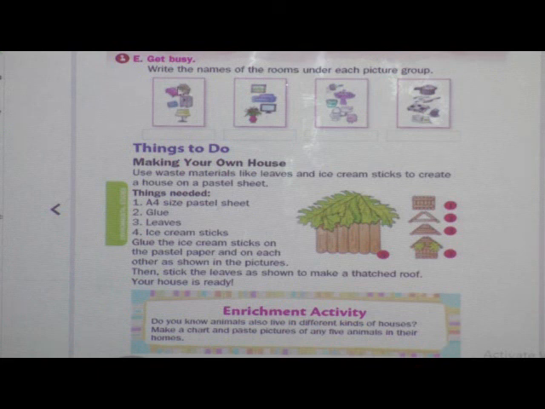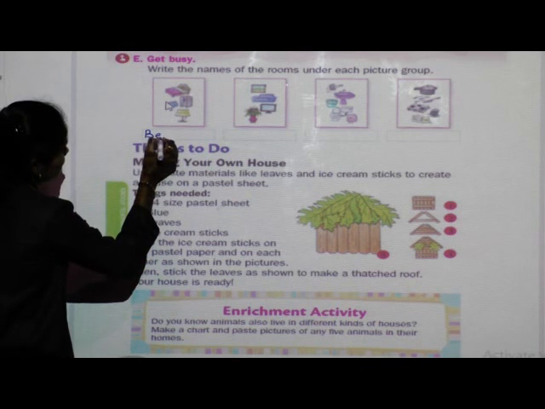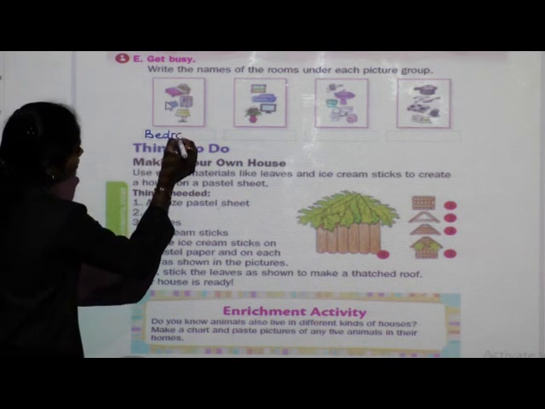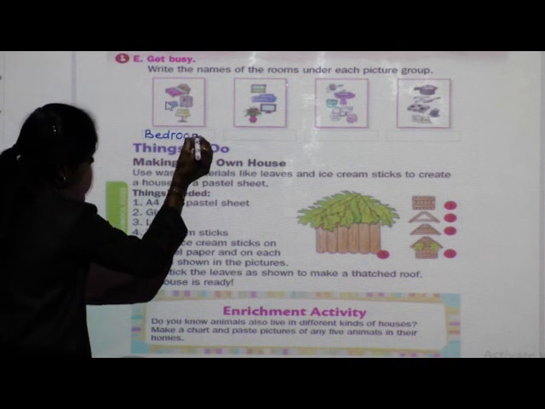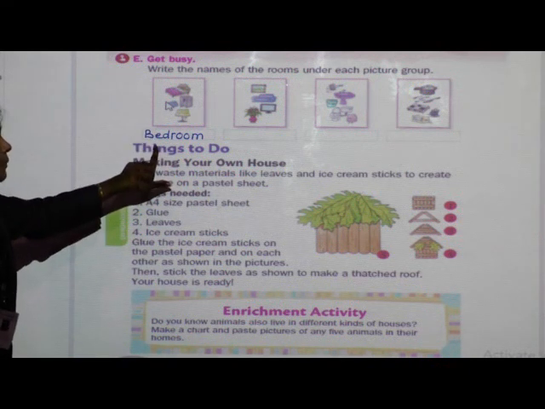This is the bed. Next, see, this is table lamp and cupboard is there. Then in which room do you find all these things? Yes, in a bedroom. So write here BEDROOM. Bedroom. We find all these things in bedroom.